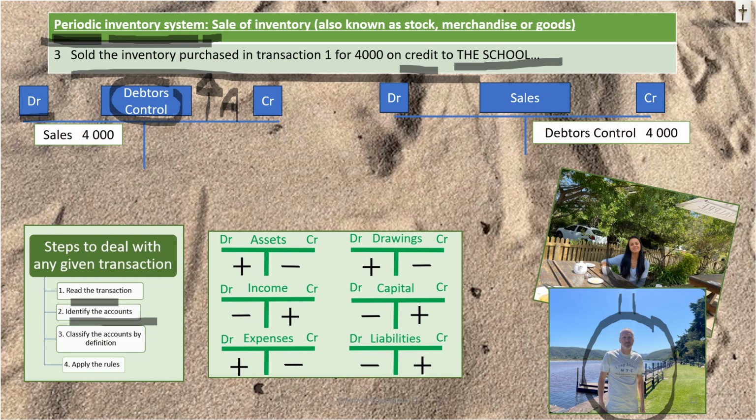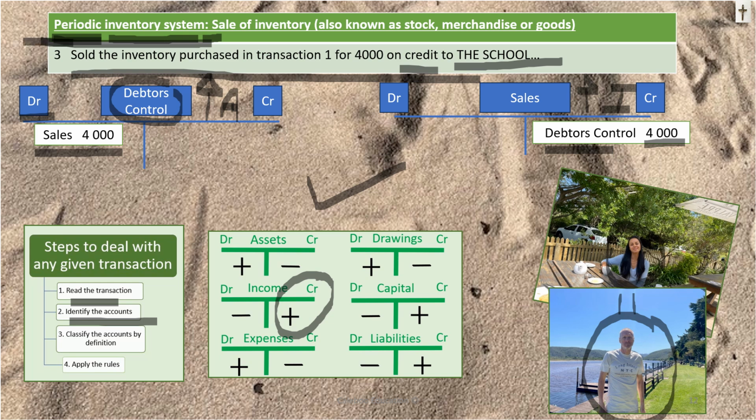So increase in assets, debit. On the debit side, we write the name of the contra account, the other account, sales 4,000. And sales is income. Our income has increased, an increase in income. The rule says credit. And we write the name of the contra account, debtors control, and the amount was 4,000. And that is it for the periodic inventory system.